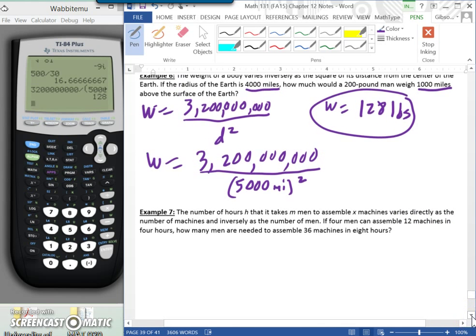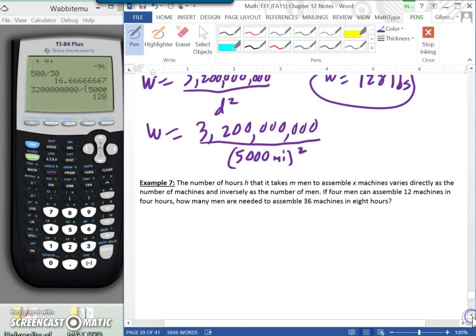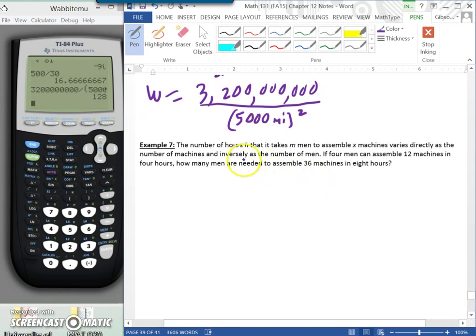So now we scroll down here to example 7. It says the number of hours H that it takes M men to assemble X machines varies directly as the number of machines and inversely as the number of men. If 4 men can assemble 12 machines in 4 hours, how many men are needed to assemble 36 machines in 8 hours? So we would have H is equal to K times X all over M.